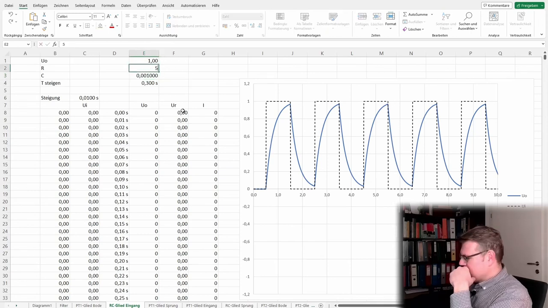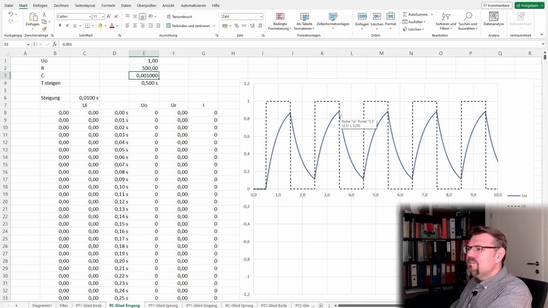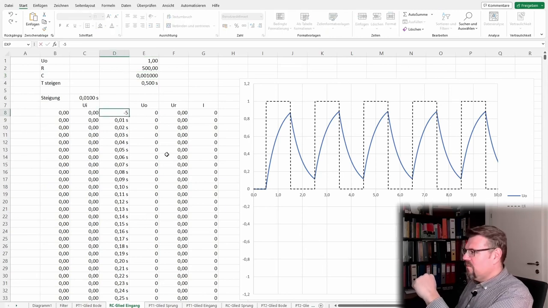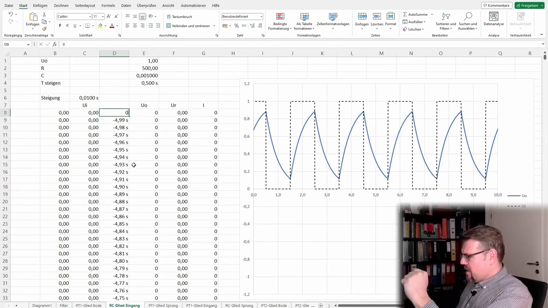So let's make it 500. Aha. There we see a little bit better what is happening. At the beginning, we are charging. Then we are discharging, but not as far, and here we are charging a little bit higher. This point is already a little bit high like that. So we need some swings until we reach a stable condition. If we shift this here, now the swing is starting -5 seconds in the past. Now it's stable. So in the end, after a longer time, it looks stable.